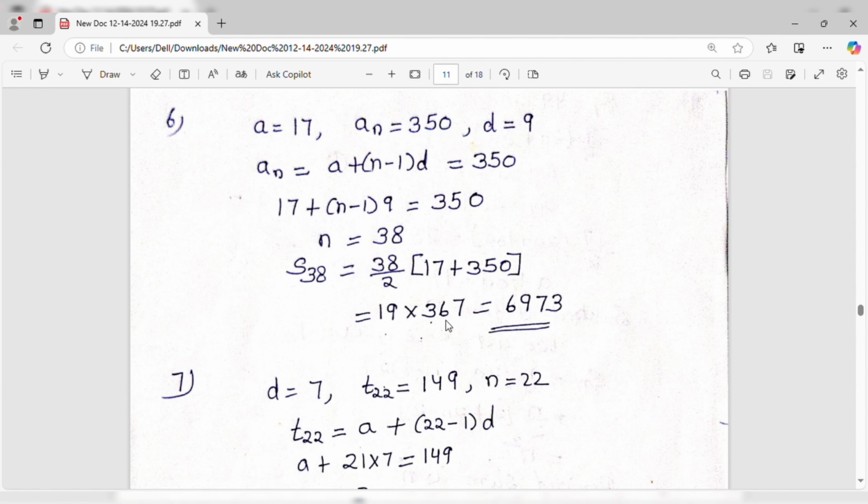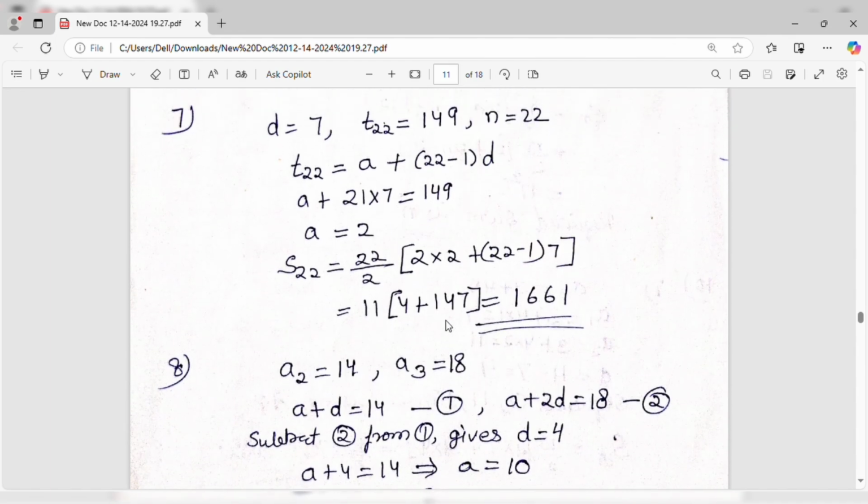In the seventh question, we have to find the sum of the first 22 terms of an AP in which d is 7 and the 22nd term is 149. So d is given, T22 is given, and n is given. First we will use this to find a, the first term of this AP. We will get a as 2, then we will use S22 to find the sum, which is 1661.